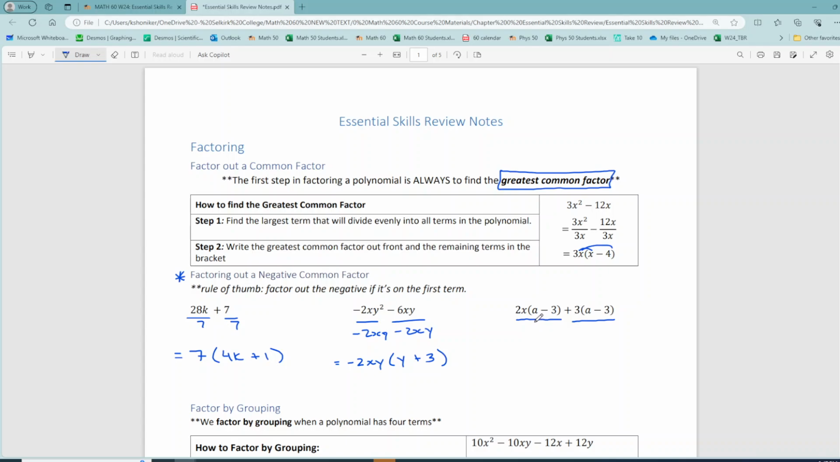The common factor is actually going to be this a minus 3. So I'm going to take the a minus 3 and write it out front, and if you want, you can put it as division. So I'm dividing by a minus 3. What am I left with? I'm left with a 2x and a 3. All right, that's greatest common factoring. That is the first skill to review.